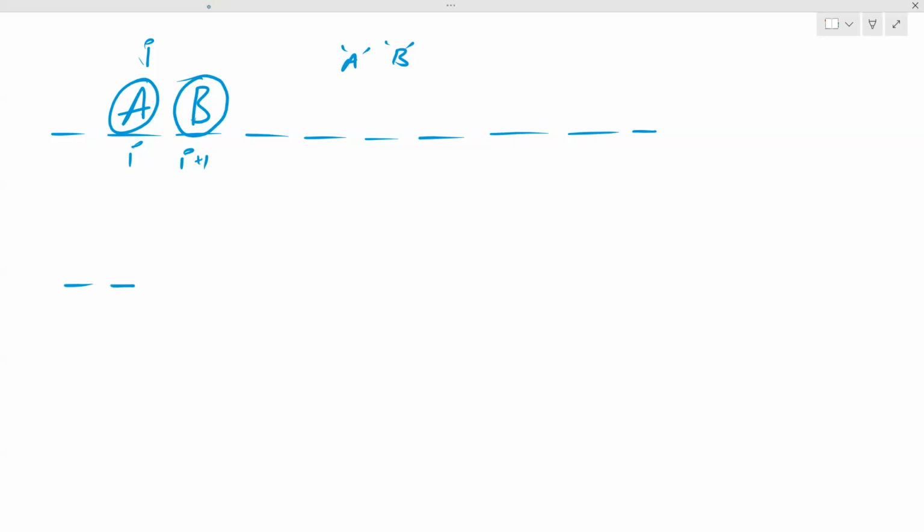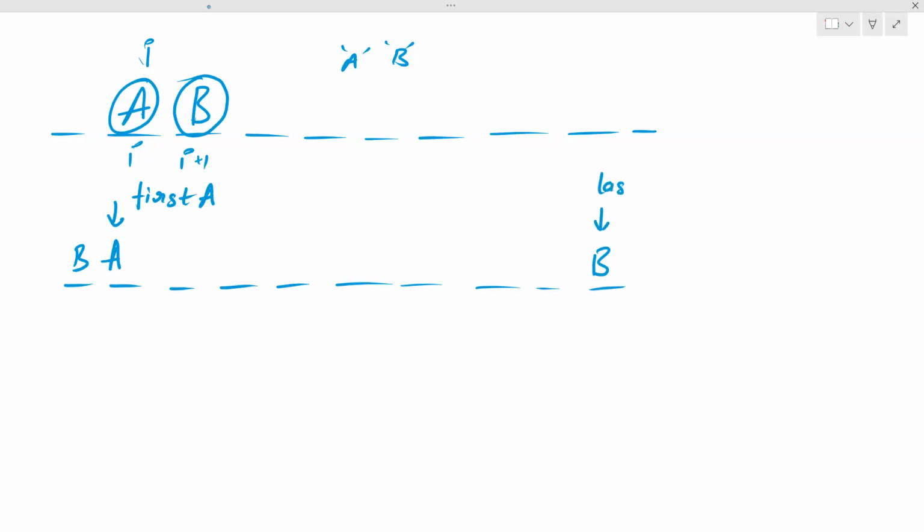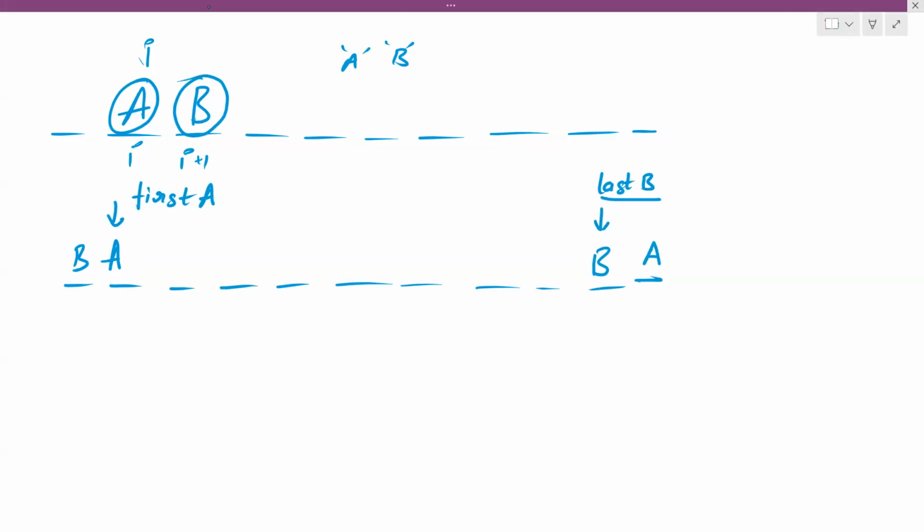Let's say there is a B here and there is an A here, like this was the first A, and this is the last B. After this, only A occurs. So is there any possible way that I can have any swaps after this position?